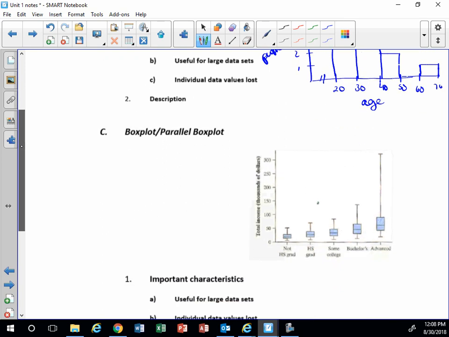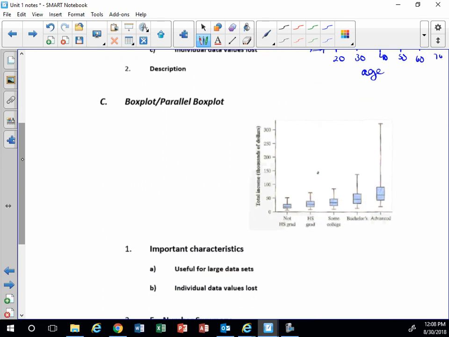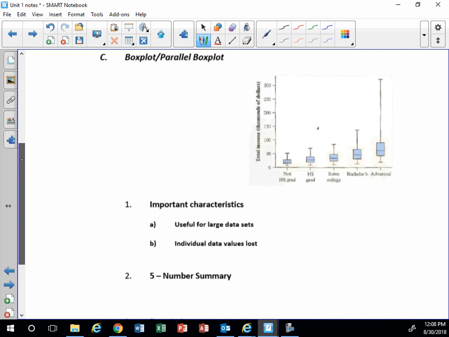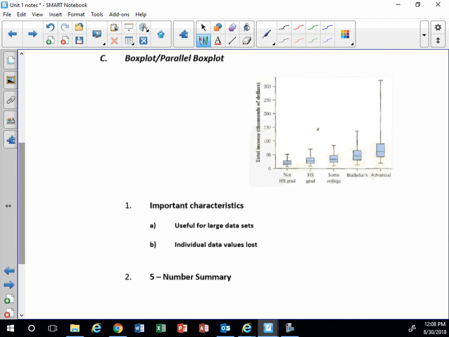Okay, next is a box plot or a parallel box plot. We're still talking quantitative variables here. Do you guys remember these from long ago? Pretty long ago for you guys, okay? Do you remember what's represented in each of these? Like how much of the data is in this little whisker?